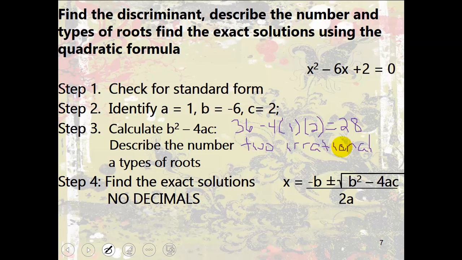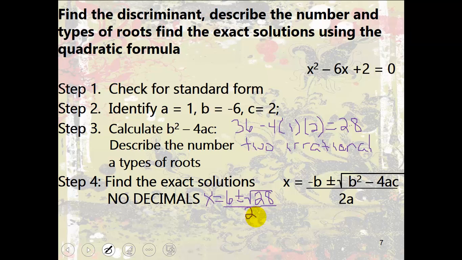So I have x equals negative b, so that's 6, plus or minus the square root of, I've already found b squared minus 4ac, that's 28, minus 28, all over 2 times a, which is just 2.